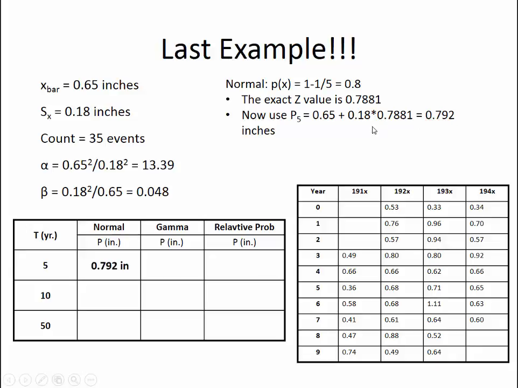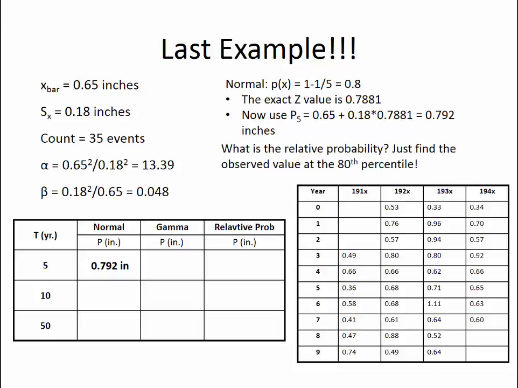Okay, so how accurate is that? And that's a good question, right? How accurate is it, is it okay to apply the normal distribution to this data? That's the question. Well, let's check. So one thing we could do to check is we could just take our observed data and rank it and find something that's close to the 80th percentile. That's what we would call the relative probability.